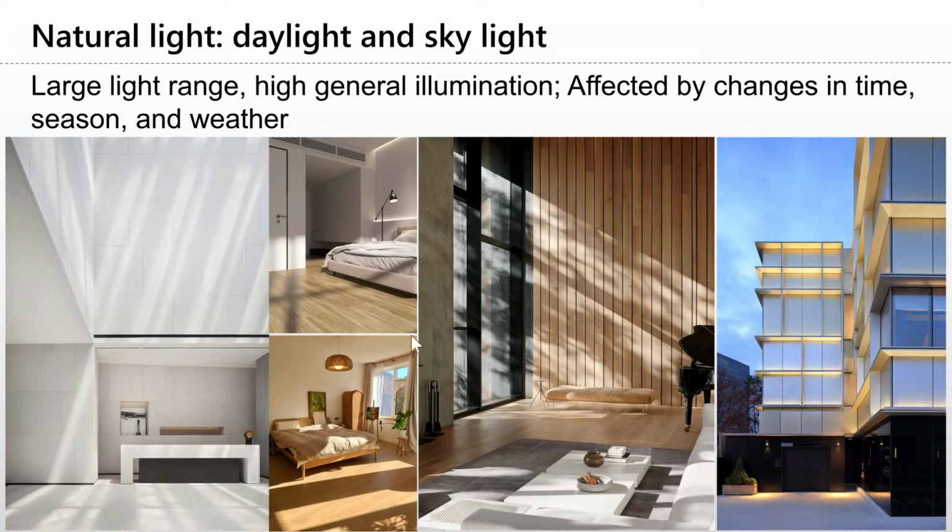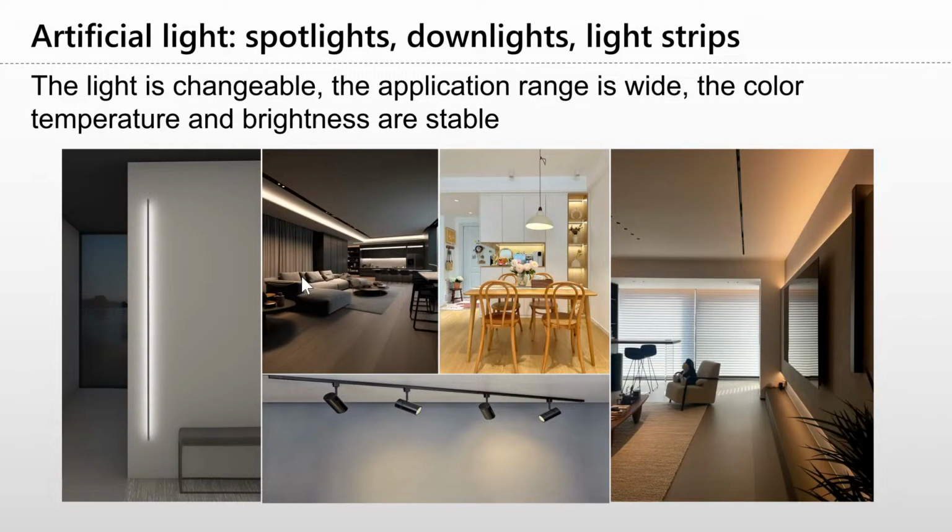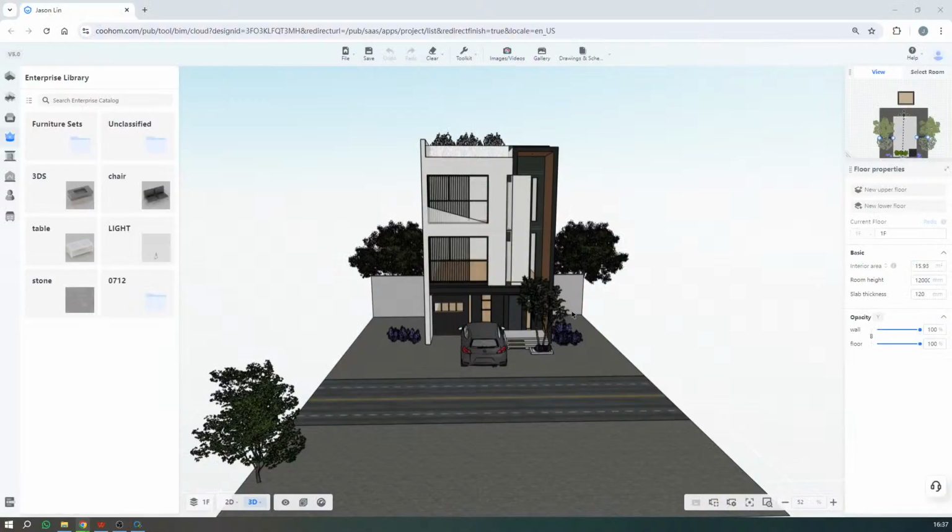So you can see the light temperature will change by the season, and for the daytime, in the morning or in the afternoon, it will represent a different light temperature. And for the manual light, we can see there are different manual lights, including the area light and spotlight, and also the light strip. So these are the natural light and the manual light.